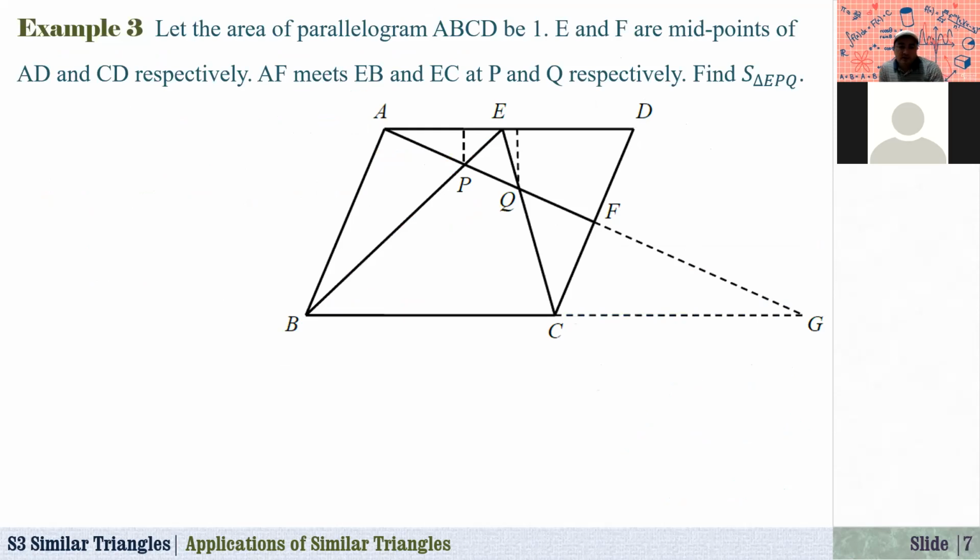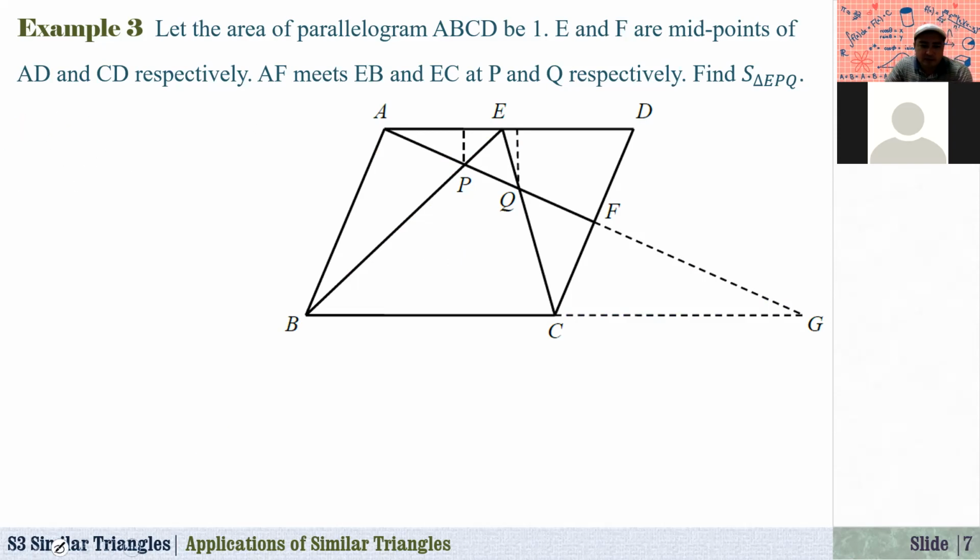Okay, now let's see another example. Originally, these dashed lines are not given, but I was just going to draw without them, and this figure is given, that's why I'm going to use it. In this question, it says let the area of parallelogram ABCD be 1. So the area is 1. E and F are midpoints of AD and CD respectively. So that is a parallelogram. That means the opposite sides are parallel. AE and ED are equal, since E is the midpoint.